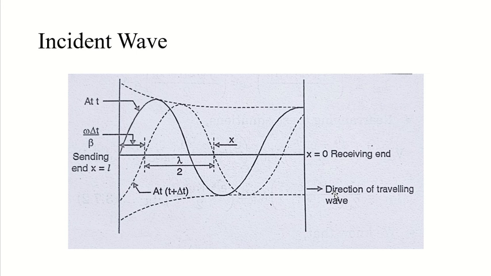And see what is happening here. The amplitude of this wave is decreasing exponentially while going from sending end to receiving end, as you can see here, right? Its amplitude is decreasing.